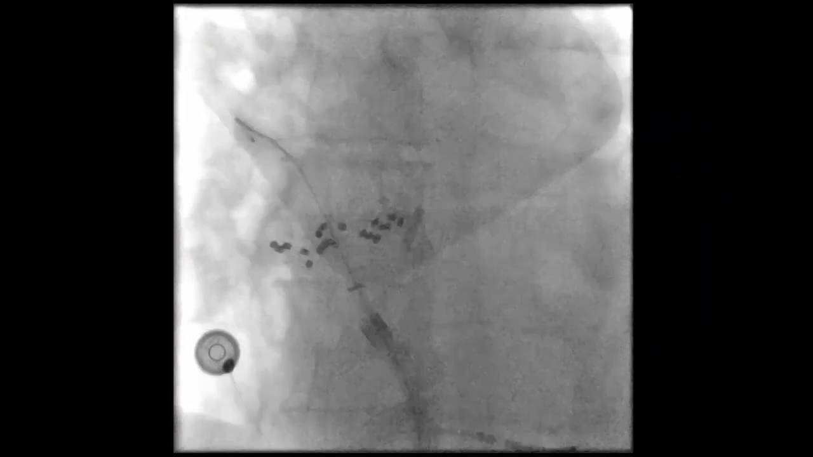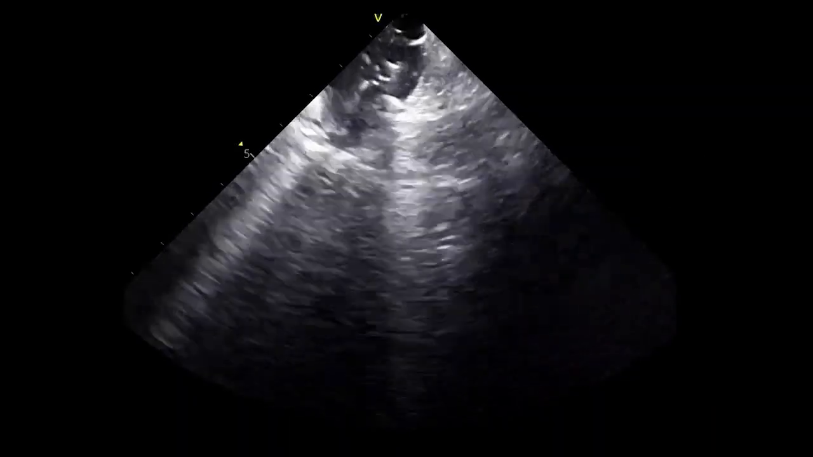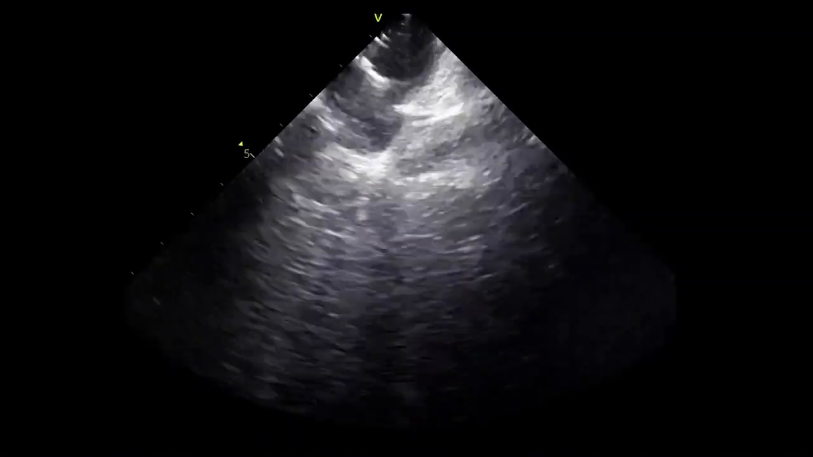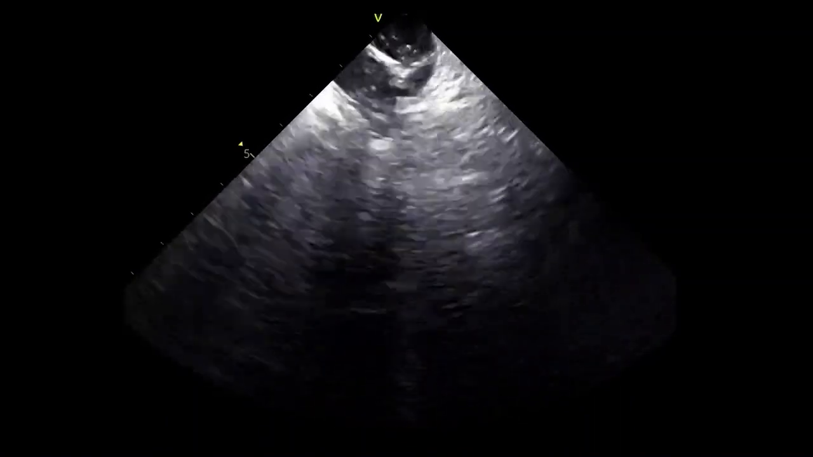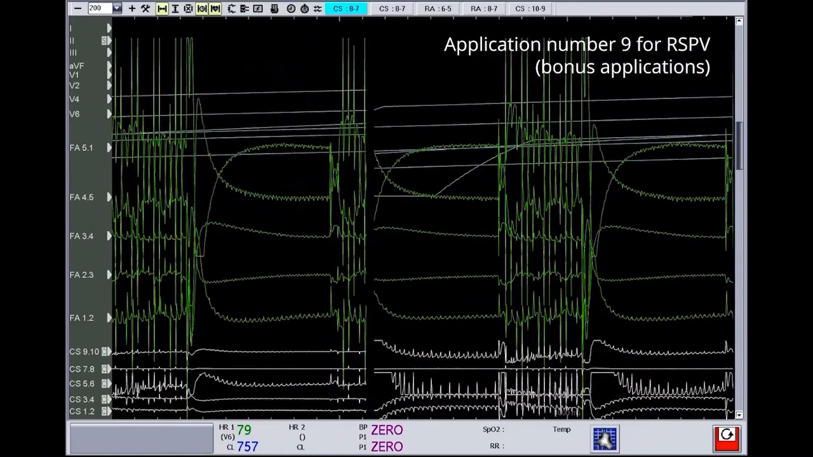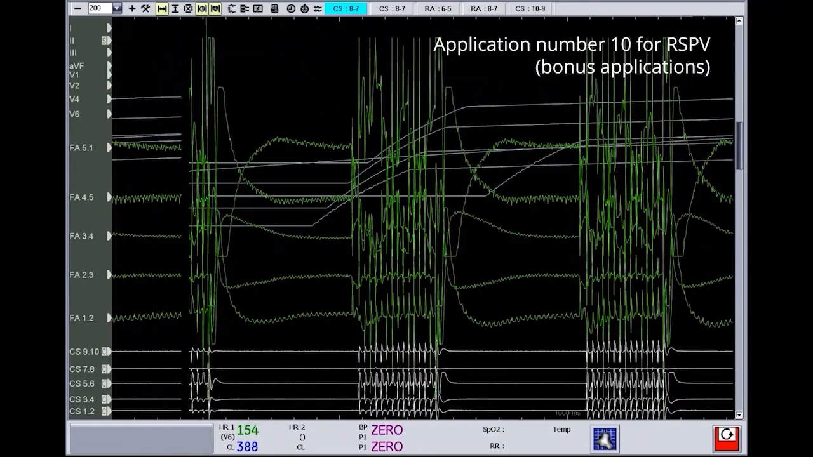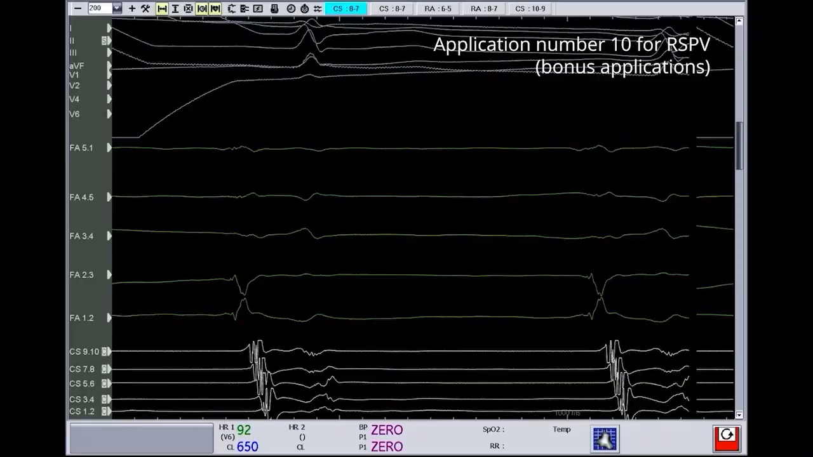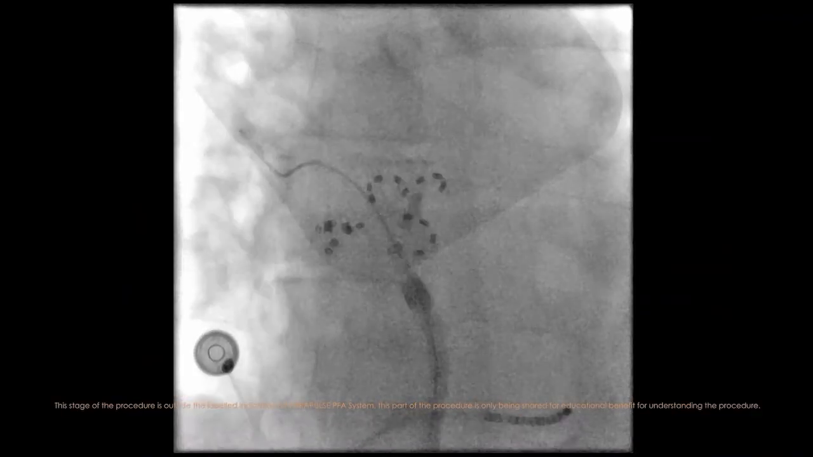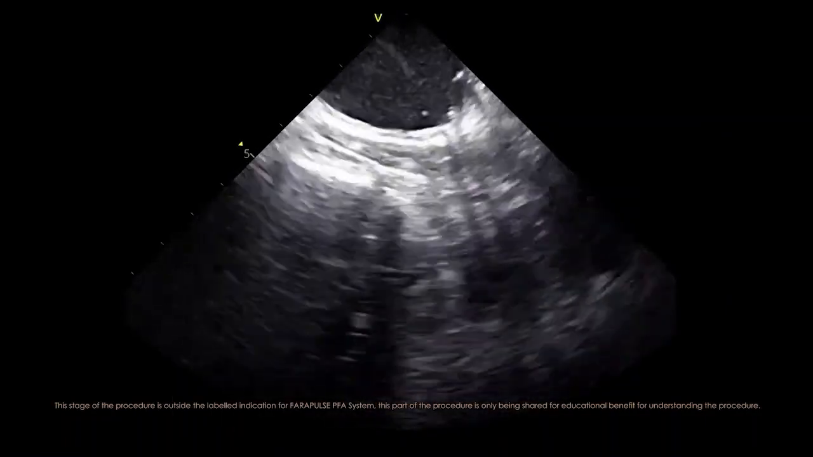It is our practice to deliver additional safety applications to the anterior aspect of the right superior PV. This is achieved by clockwise rotation of the sheath. 2 bonus applications are delivered. As the posterior wall ablation is planned, 2 anchoring applications are delivered towards the posterior wall with the wire retained in the vein.